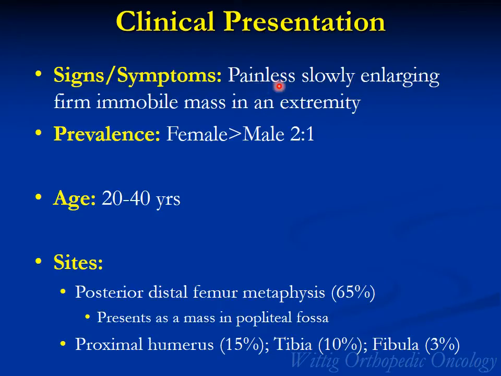Parosteal osteosarcomas usually present as a painless, slowly enlarging, firm, immobile mass in an extremity. Develops twice as often in females as in males. It usually affects a 20 to 40 age group, whereas conventional osteosarcoma and the majority of other osteosarcomas affect ages between 10 and 20 years. Sites. The posterior distal femur metaphysis is the most common site, with 65% of cases occurring in that location, and it presents as a mass of the popliteal fossa with perhaps decreased range of motion of the knee. The proximal humerus, tibia, and the fibula are the next three most common sites.